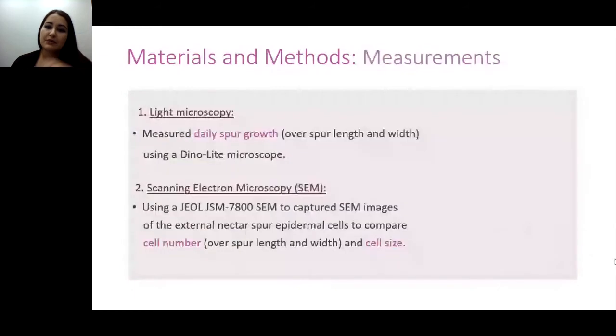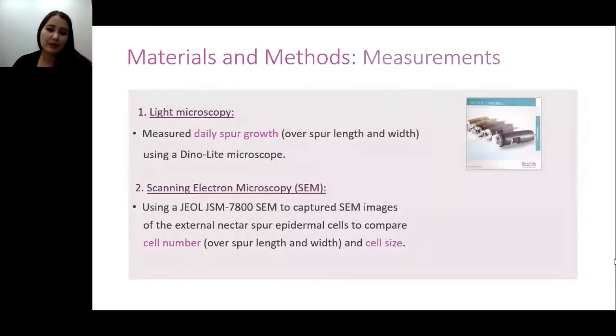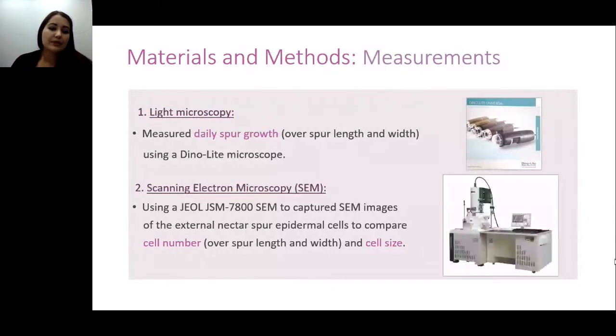In the measurements we did to compare the species, we did light microscopy and scanning electron microscopy, or SEM, using a Dino-Lite microscope, which looked like this. We measured the daily spur growth over spur length and width, and then using the SEM, we captured images of the external nectar spur epidermal cells to compare cell number over spur length and width and cell size among the 3 species.